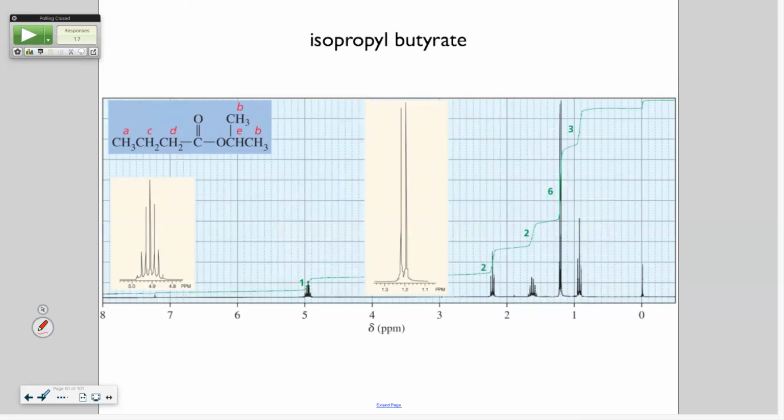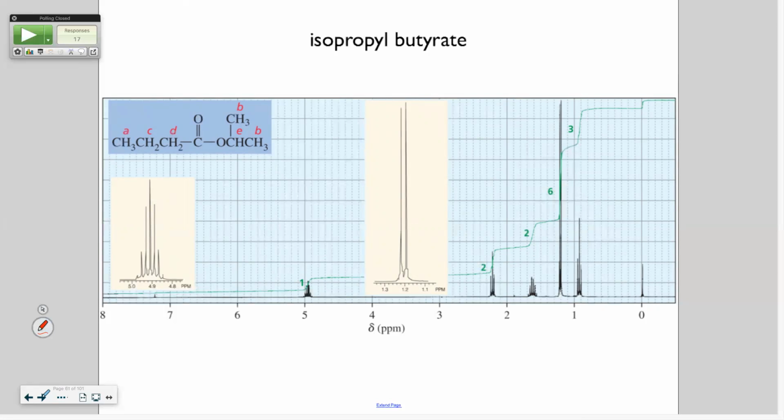All right, look at this compound. Now we're getting more complicated, aren't we? This is isobutyl butyrate. No, isopropyl butyrate, my bad. Okay, and look at how many kinds of hydrogen. 1, 2, 3, 4, 5.